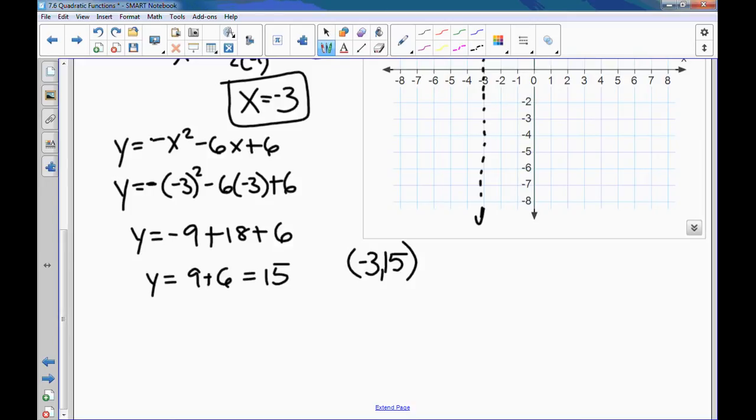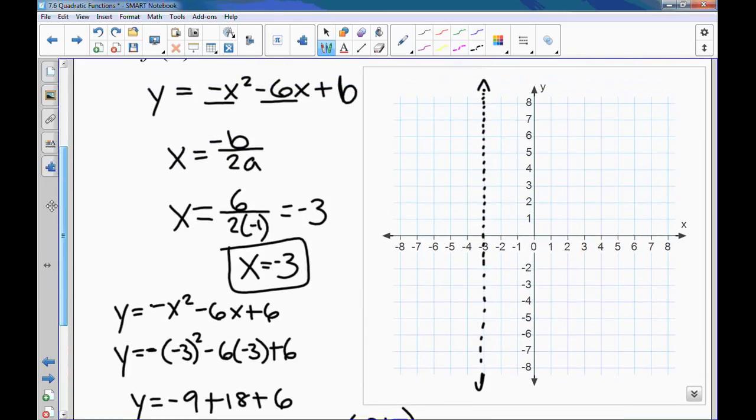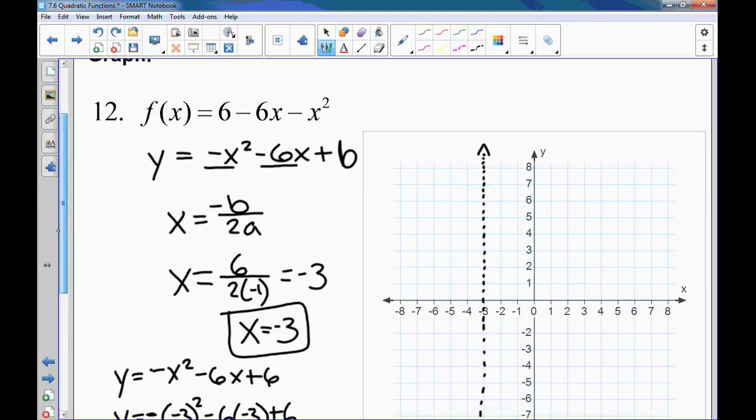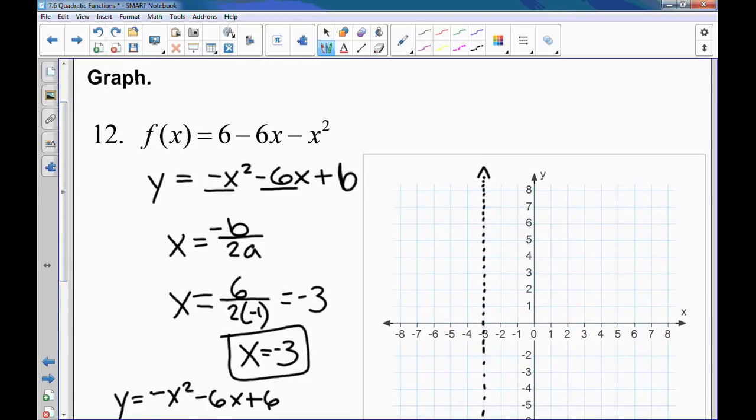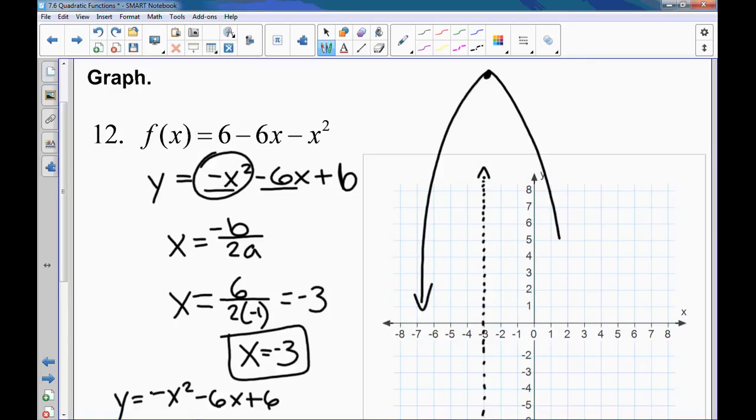That's going to be tough to handle on my graph, but let's assume that negative 3 comma 15 is right about here. Okay, now the orientation, what's the a value? What's the number in front of x squared being multiplied with x squared? That's going to be negative 1, which means it's going to be up or down. It's going to be down, that's right. So it's not going to be skinny or fat because it's a 1, but it is going to open down. So it's going to look like this. All right, perfect. We just graphed 3 different parabolas.